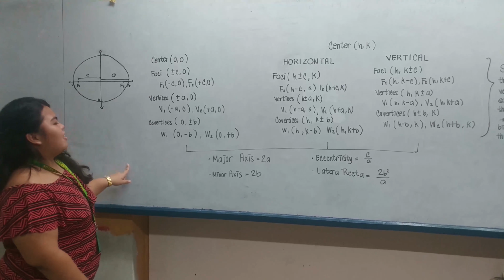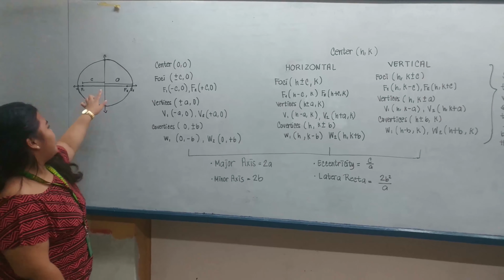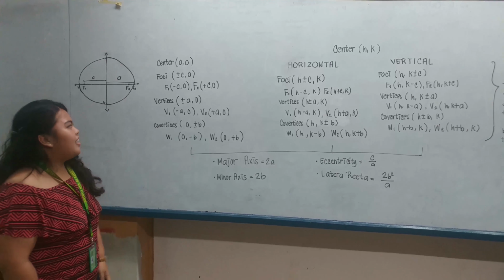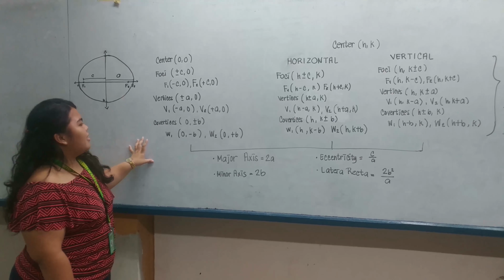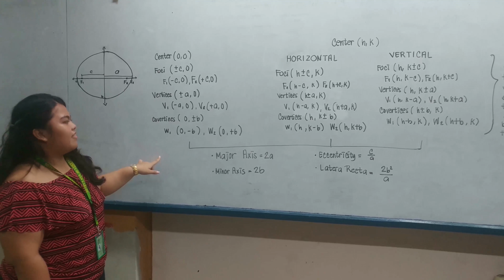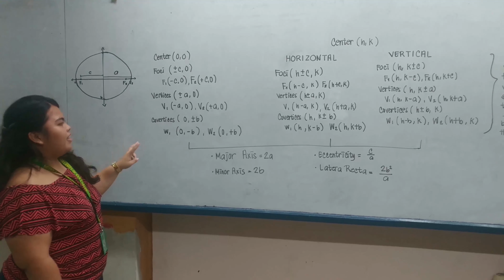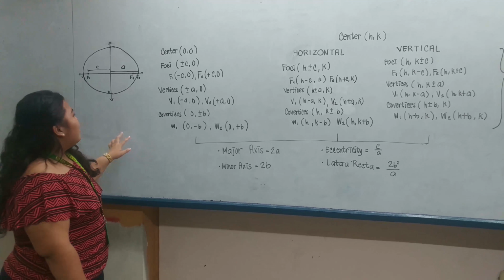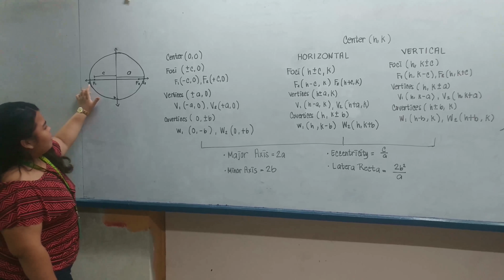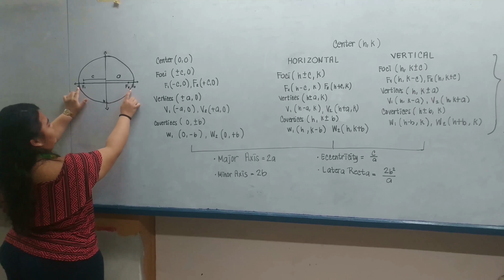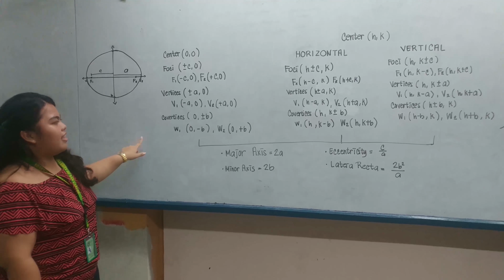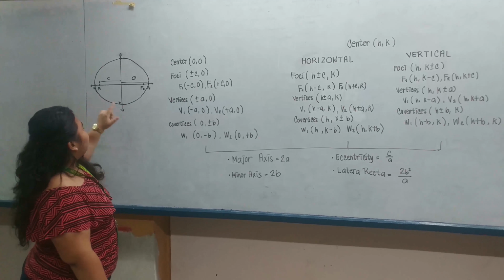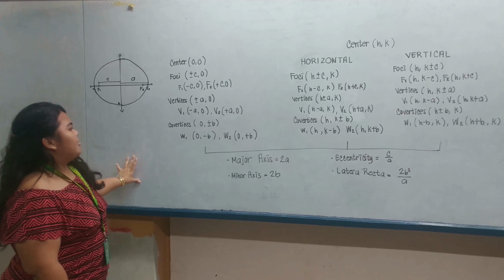Vertices are points on the ellipse collinear with the center and the foci. So if y is 0, then x is positive or negative a. So v1 is negative a, 0, v2 is positive a, 0. Same with the foci, it could be interchanged wherein v1 could be positive a and v2 could be negative a. Then the segment v1, v2 is called your major axis, and its length is 2a. And it divides the ellipse into two congruent parts.